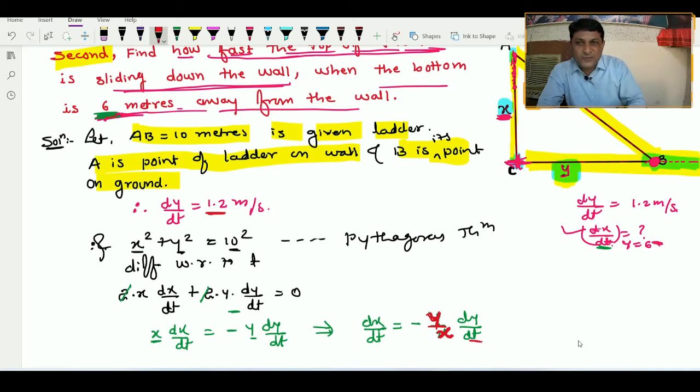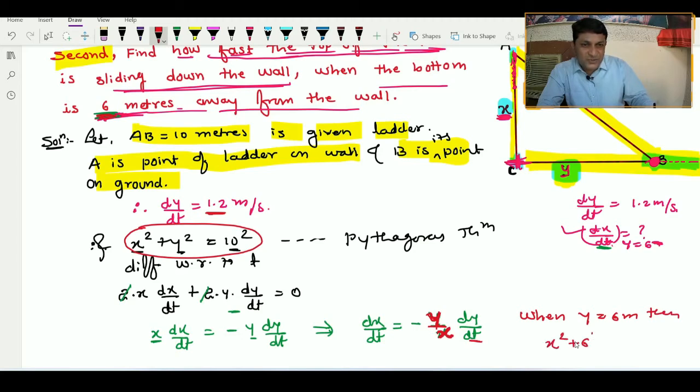Y is also given to us as 6. So if y is equal to 6, then using this condition let us try to find the value of x. When y is equal to 6 meters, then x square plus 6 square is equal to 10 square. We are substituting this value in equation number first.